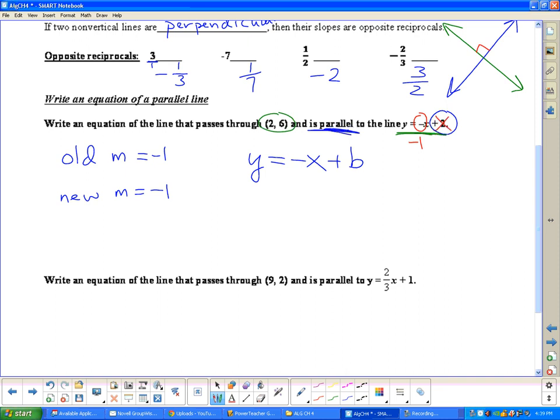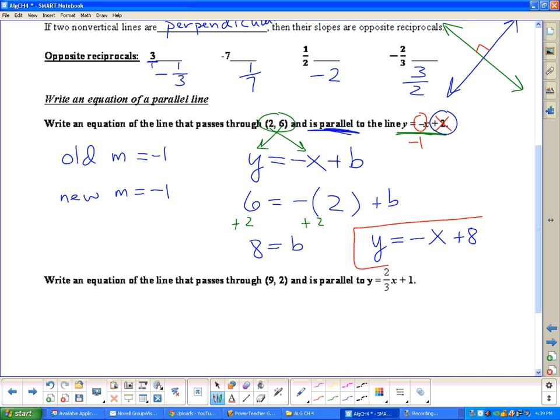So y changes to 6 equals negative, I'm going to put that in parentheses so I don't forget the negative part, 2 plus b. So now in order to solve this, I need to add 2 on both sides, and I get my b is equal to 8. And now that I have my b, I'm ready to write the whole thing, y equals negative x plus 8. And that's going to be my final answer, because I don't believe it says which equation. Nope. So I'm just going to write that down and move on.